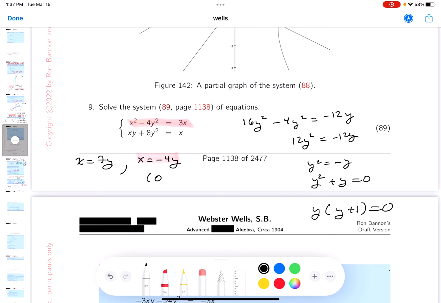Whoops, I didn't mean to do that. Although it's true, I didn't mean to do it. The y could be 0. What else could the y be? Minus 1. Right? I'm looking at this over here. So if y is 0, what would x be? 0. If y is minus 1, what would you get for x? You get 4. So I'm going to commit to these 2 answers without checking it, by the way.